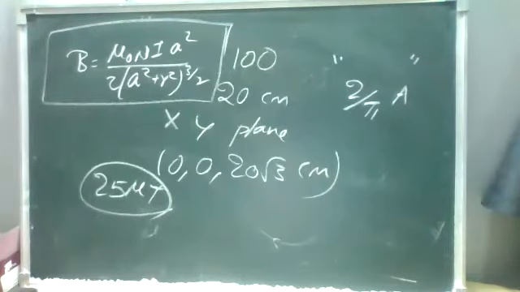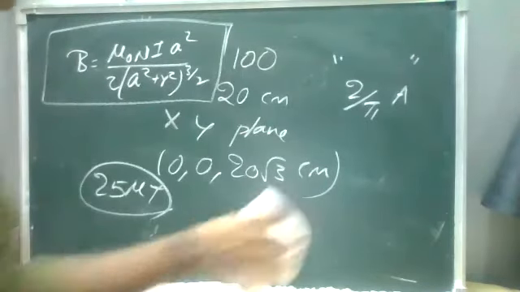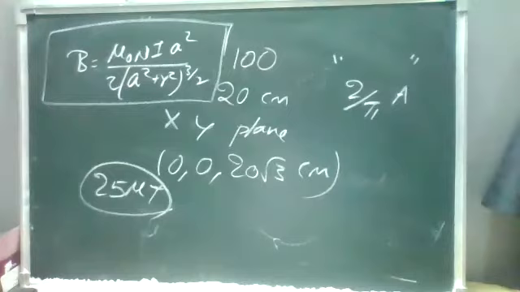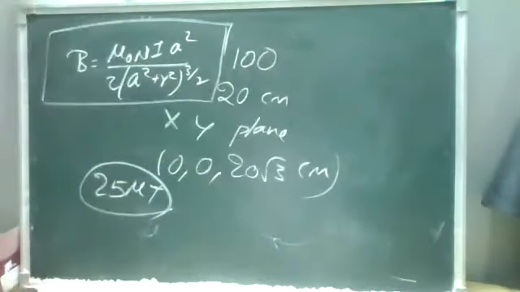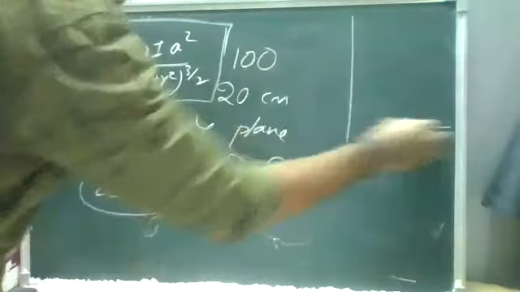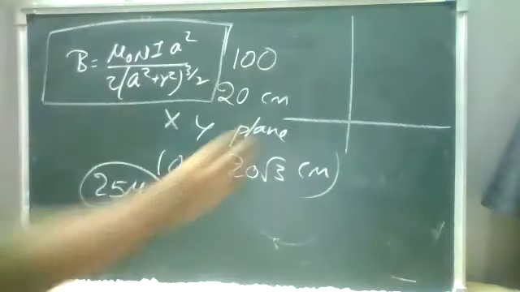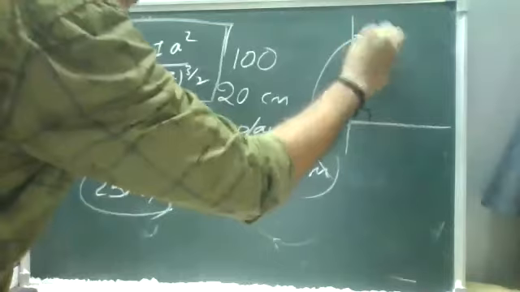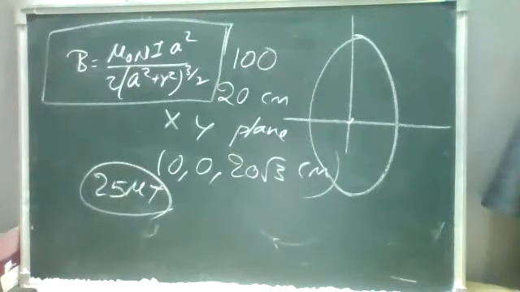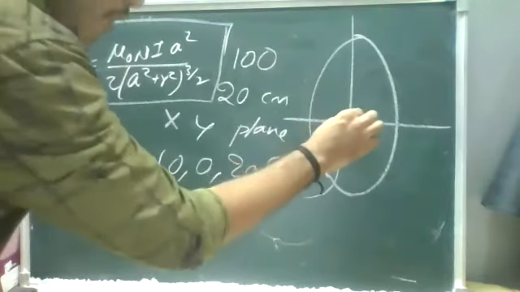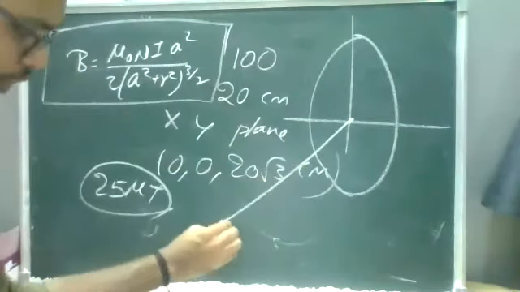Read the question. Draw the picture. See, remember, in the question nobody will give the picture, so you have to assume and draw. Here there is an XY plane. The center of the circle is at the origin, and from this point they have given the coordinates.